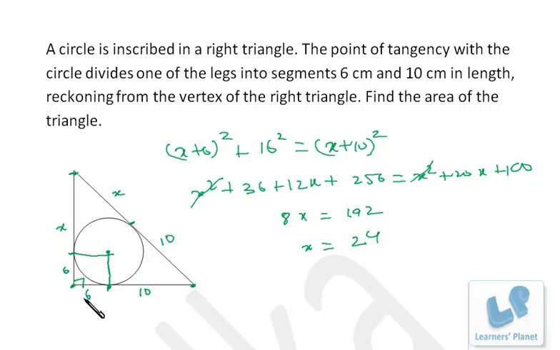Now it's very easy to find out the area, half base into altitude. So half, base is 16 and altitude is 24 plus 6, that is 30. So that's 240 units, whatever, square centimeter or whatever, but 240 units will be the area of this triangle. Okay, I hope you are getting me.